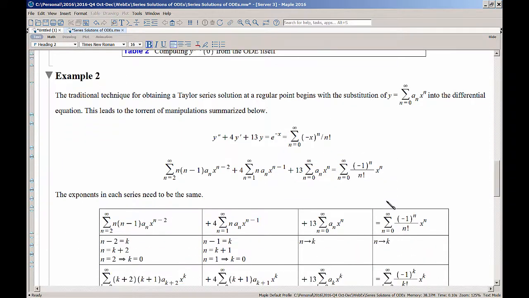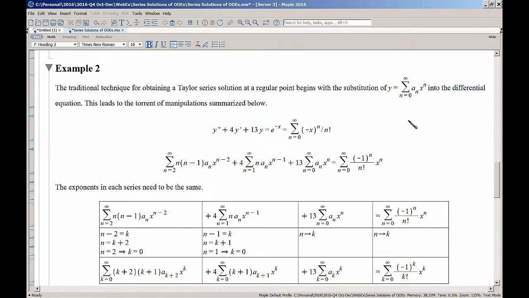Now, the classical technique for obtaining the series has you substitute this formal power series into the differential equation. So for this differential equation, you would need to obtain the formal power series of the right-hand side. That's e to the minus x in this case. Here is its series expansion. And then you take this series and you substitute it for y.